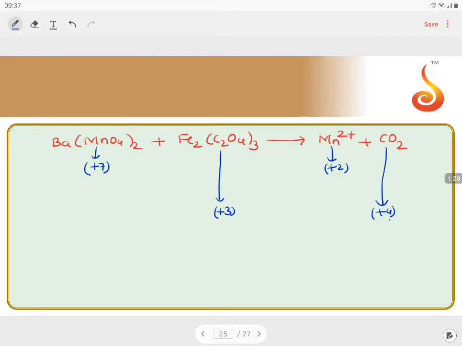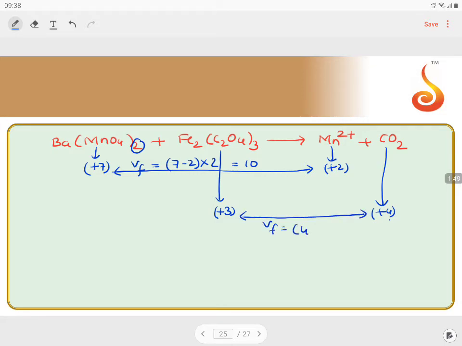So what will be the condition? If I take this, valency factor is equal to the change in the oxidation state, 7 minus 2, multiplied by the number of manganese, 2, that is 10. Same way, valency factor for this particular one is 4 minus 3 into number of carbons 2, into taken 3 times 6, so this is equal to 6.